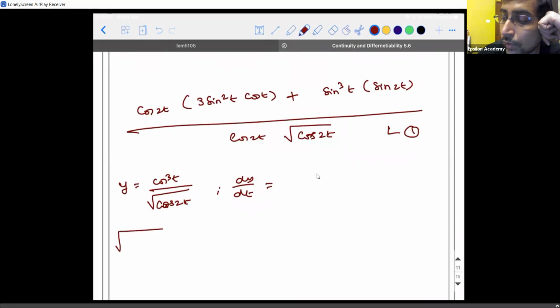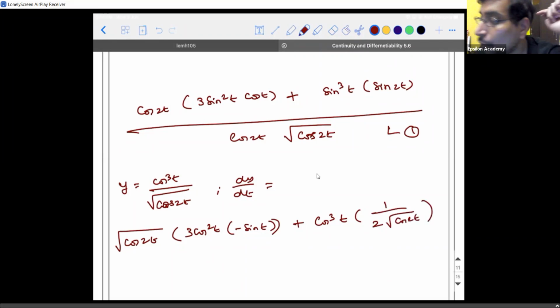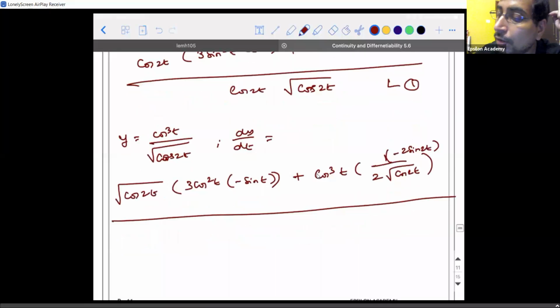Root of cos 2t into the derivative of cos cube t, which is 3 cos square t into minus sin t, plus cos cube t into the derivative of root of cos 2t, which will be 1 by 2 root of cos 2t into minus 2 sin 2t, the whole divided by cos 2t, because root of cos 2t the whole square is going to be cos 2t. So what are you going to get, guys?